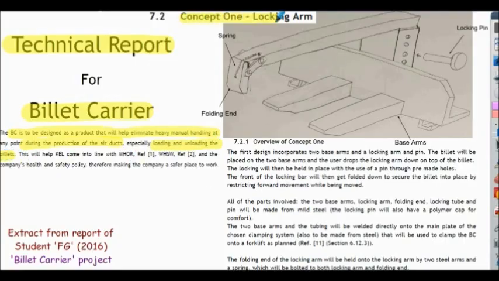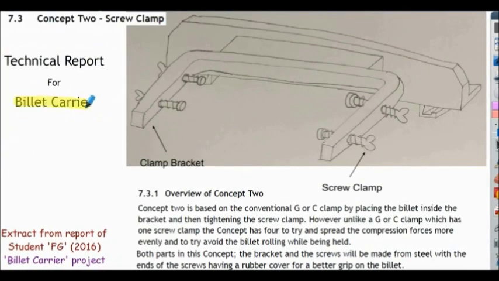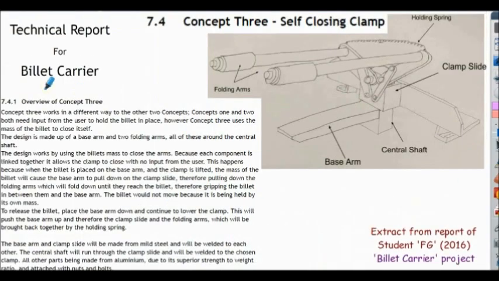For concept 1, a locking arm sketch, and we have an overview of the concept. There were pros and cons, but I've not included them here. And the billet carrier, concept 2, termed the screw clamp sketch, and an overview of concept 2. And the billet carrier, concept 3, termed the self-closing clamp, came with an overview.